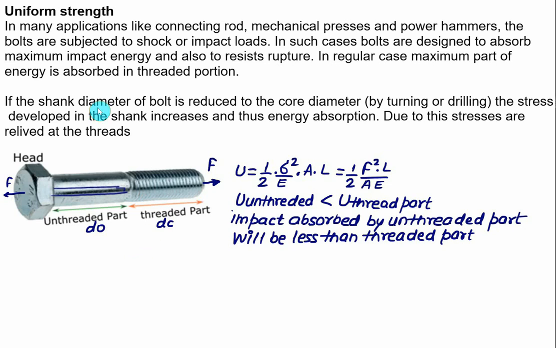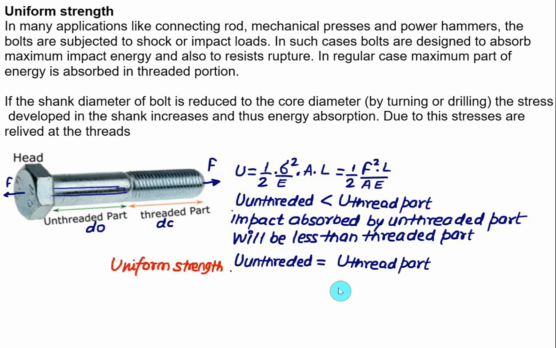When we say the bolt is of uniform strength, we have to equate the value of the unthreaded part with the threaded part. If both the threaded part and the unthreaded part absorb the maximum amount of energy which is absorbed by the threaded part, then it is called uniform strength. So for uniform strength, the strain energy for the unthreaded part must equal the strain energy for the threaded part.